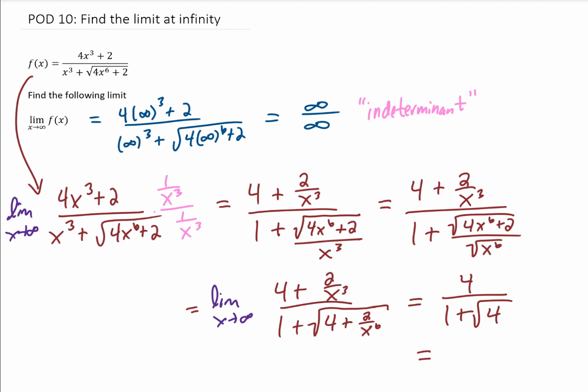Now we can simplify. The square root of 4 is 2. That leaves us with a 4 on top and a 3 on the bottom, and our answer is 4/3.